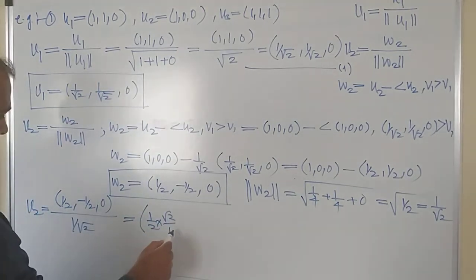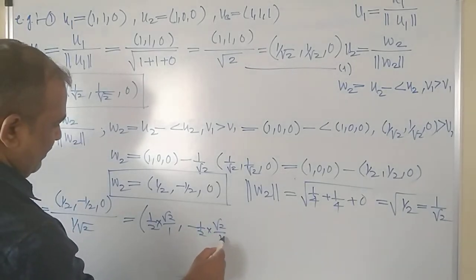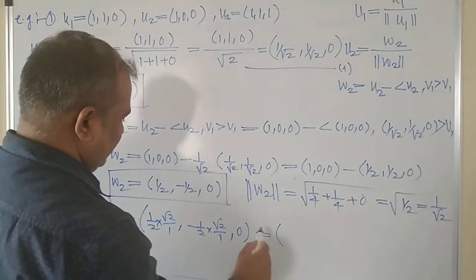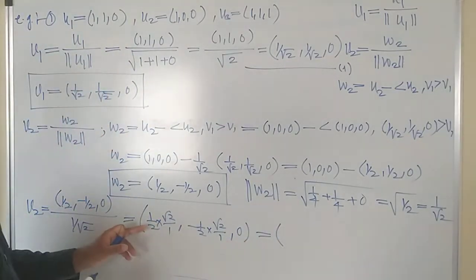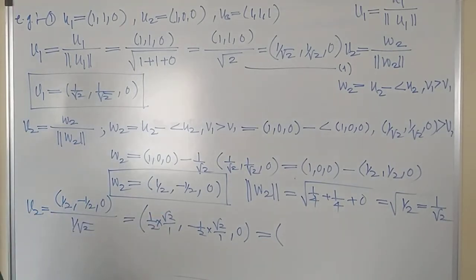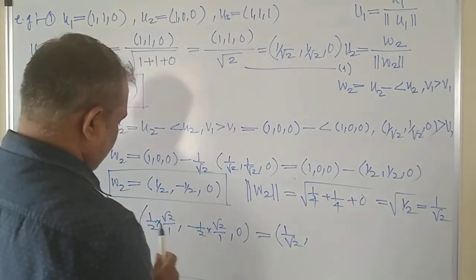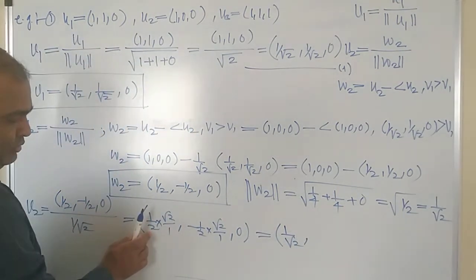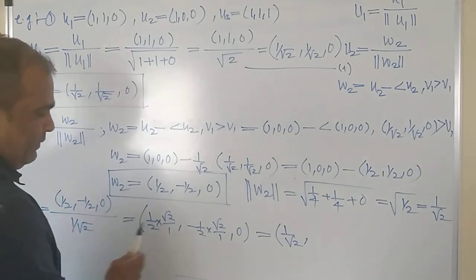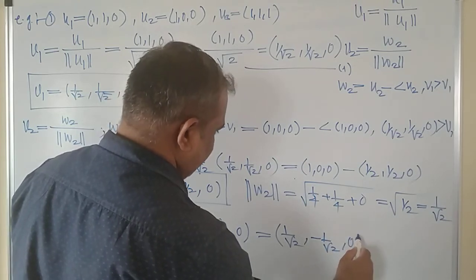Root 2 by 1. Here minus half into root 2 by 1, and here is a 0. You can multiply by anything, you will get 0 only. So 1 half into root 2 by 1, that will give you 1 by root 2, because 2 can be written as root 2 root 2. 1 root 2 gets cancelled and you will get 1 by root 2 only. Here you will get minus 1 by root 2, and here is a 0.